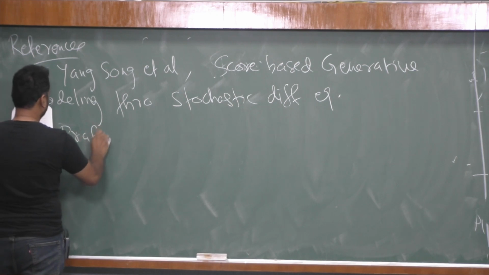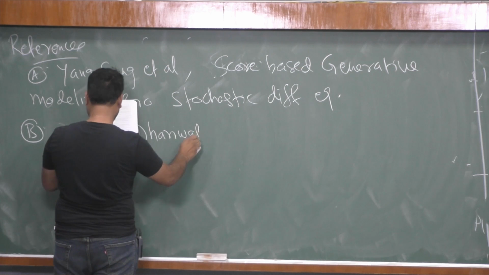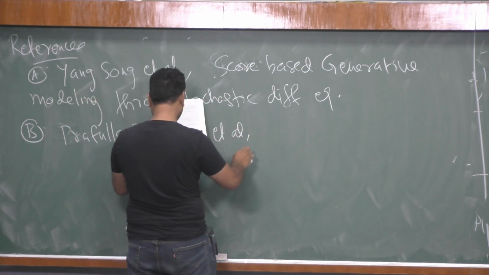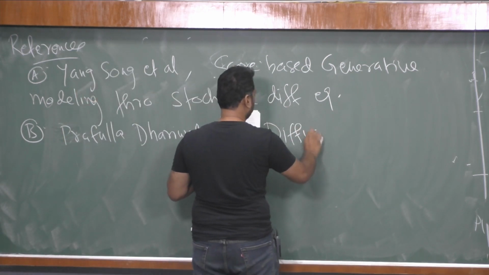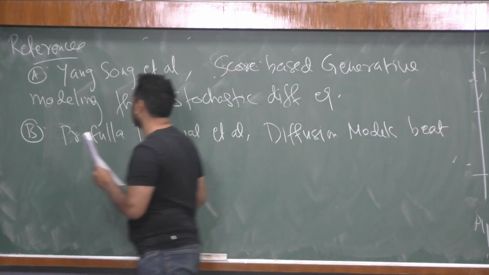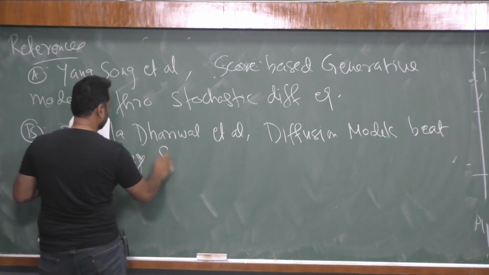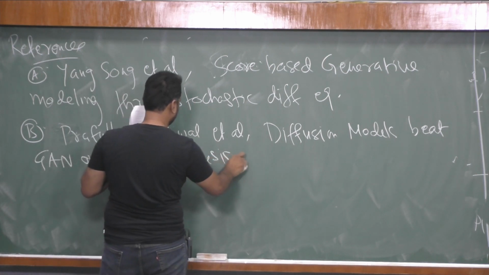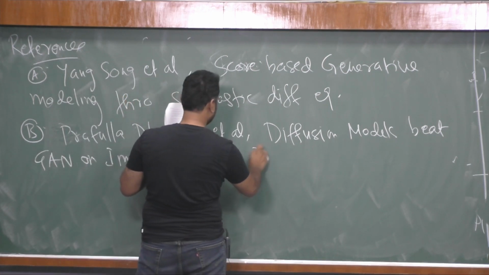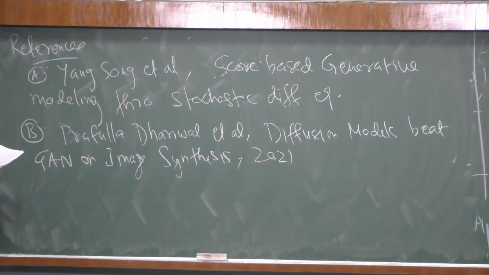Dhariwal, Nichol, et al. And this is "Diffusion Models Beat GANs on Image Synthesis," and this was 2021, right. So, for the moment, these are the two references where classifier guidance was used.